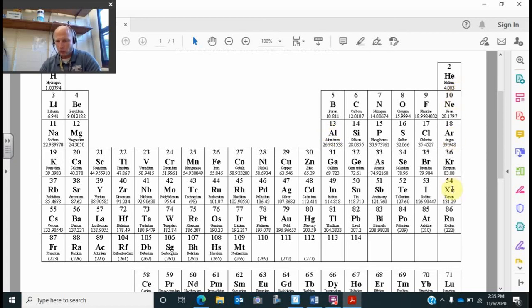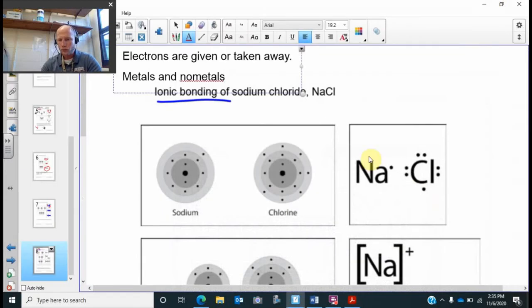These guys over here, they have a full valence shell. Here, they have 7 valence electrons, so they only need to gain 1 more, so they'll become negatively charged. These guys will gain 2 electrons here, so they'll become -2. These guys will gain 3 electrons. 1, 2, 3, and they'll become -3. Okay? And so that's why metals and nonmetals do ionic bonds, because they will give and take each other's electrons, because they're oppositely charged.